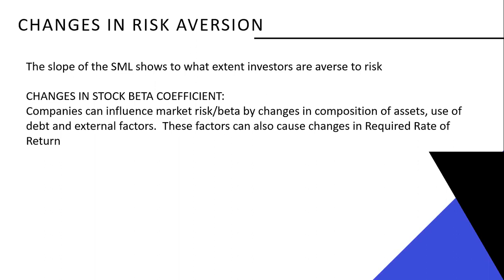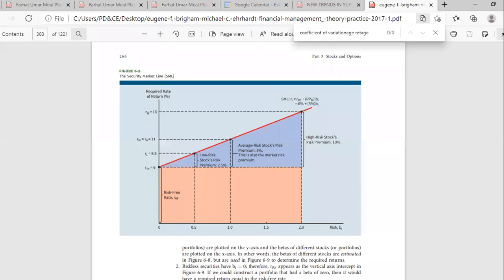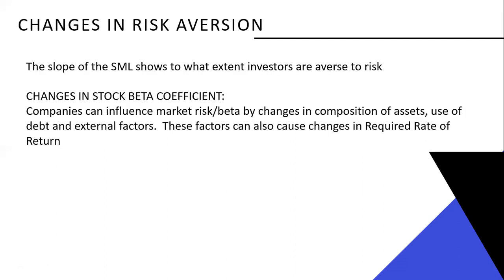Next, I also want to talk to you about changes in risk aversion. The slope of the security market line shows to what extent investors are averse to risk. So again, we saw over here the market risk premium: if they really are averse to risk, then the market risk premium is going to be really, really high, and so the slope is going to be high. If there's a situation where they're not very averse to risk, the SML is going to have a lower slope. So that's something to remember.